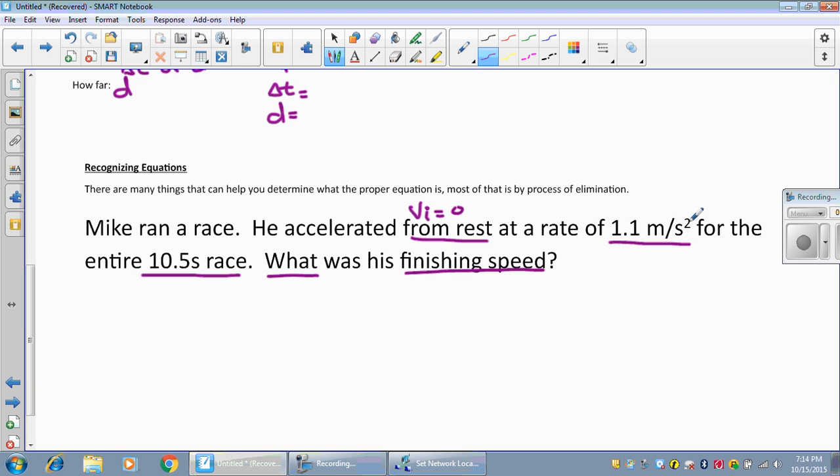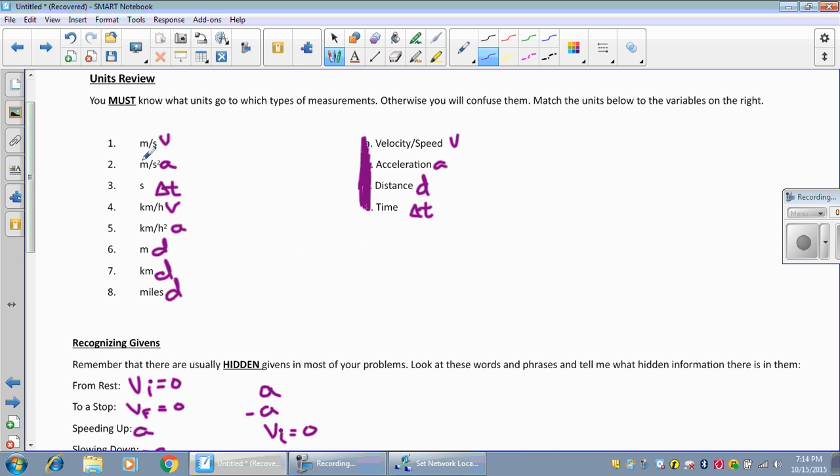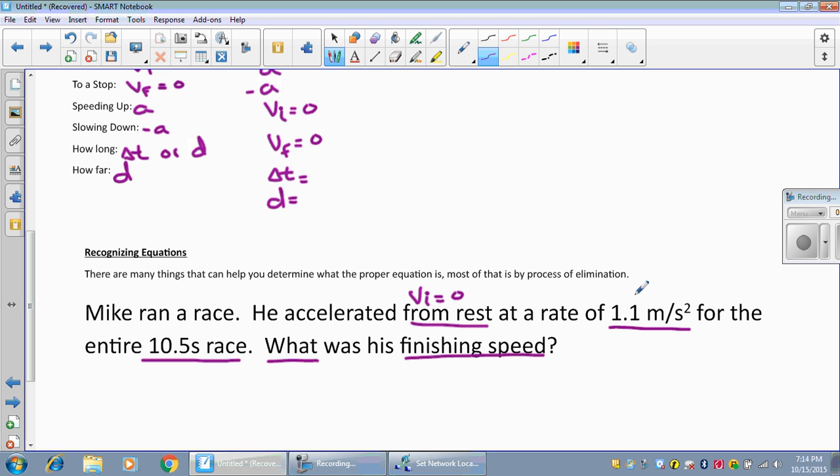Remember that the unit tells you what symbol to put. Meter per second squared, the distance over a time squared. Look, meter per second squared, you said that was acceleration. So that's what we're going to do, acceleration. For the 1.5 seconds, second is a unit of time, so it's change in time. What? That's a question mark. This is finishing speed. Finishing means last or final. Speed, velocity.